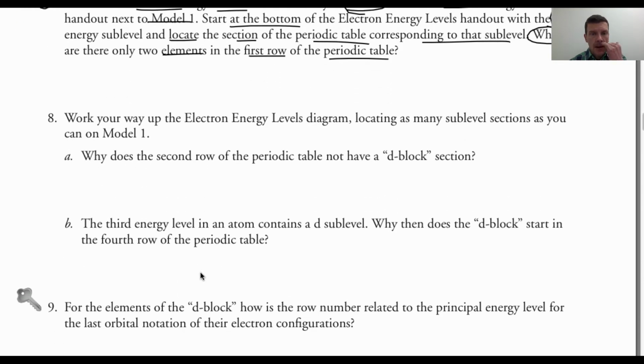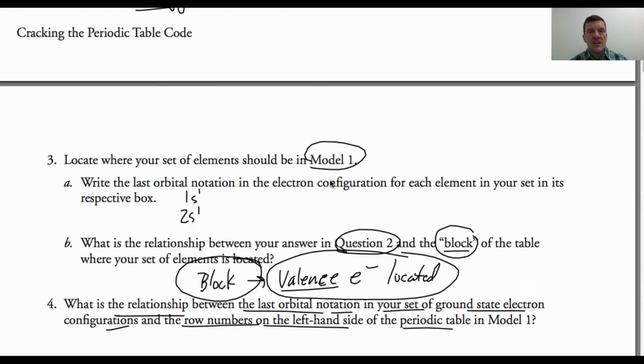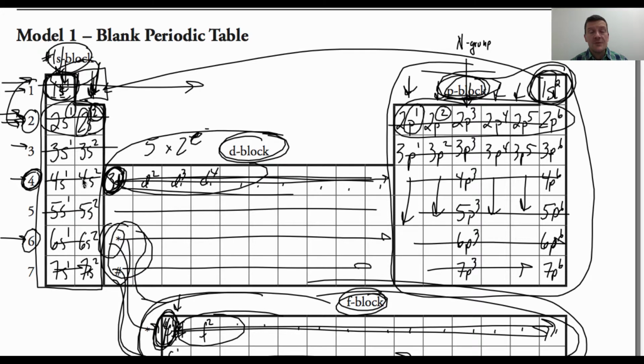All right. We have here, work your way up the electron energy level diagram, locate as many sub-level sections as you can in Model 1. Why does the second row of the periodic table not have a D block? I already mentioned that. D blocks don't get filled until the row where it has enough space, basically. So here you've got 1S, then 2S, 2P, 3S, 3P. You don't start to fill the D until after the 4S, just because that's where it's located in the energy position, and that's why it's found here in the fourth row.